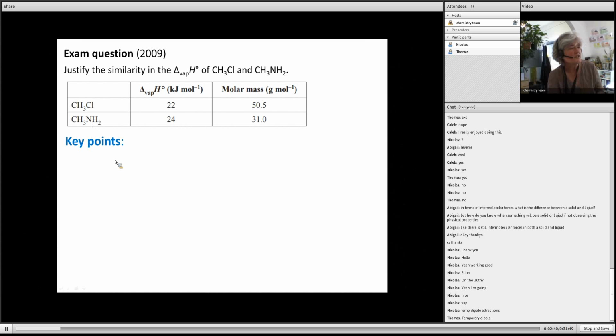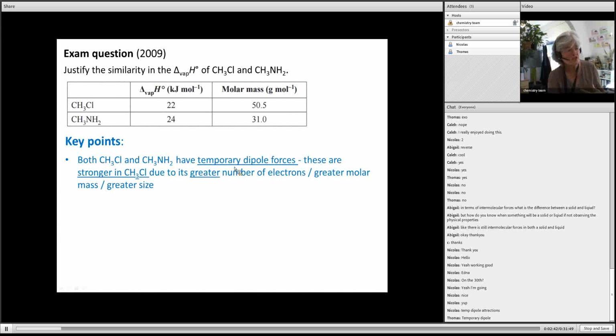So your key points, you have to mention those different types of intermolecular forces and what affects them. So temporary dipole forces of attraction are affected by mass, number of electrons, and shape. So the shapes are pretty similar here. They're pretty much tetrahedral shapes. And you'd have to say, okay, the chloromethane's got a heavier mass, and so it'll have stronger intermolecular forces of attraction, stronger temporary dipole forces of attraction. I'm falling into that trap. And it's because of its greater mass, or its greater number of electrons, or its greater size.